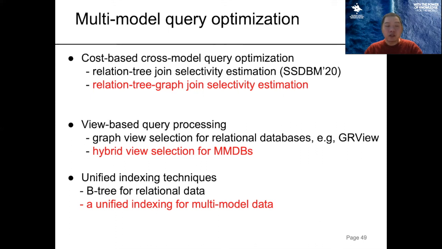And the third direction is the unified indexing techniques. So we all know that the B-tree is for relational data, and now we need a unified indexing for multimodal data as well.